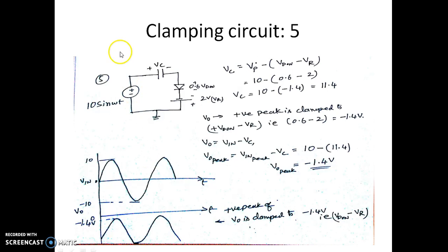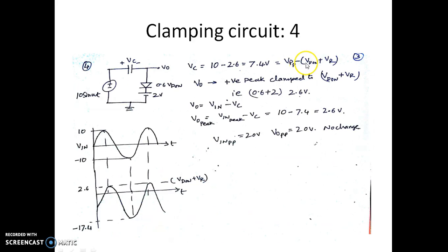Now we shall see the next circuit where the diode direction is similar to the previous case, but we have a battery which is reversed in its direction. Now the capacitor voltage under steady state is Vp minus VD-on minus VR. Why it is minus VR is because the polarity of the reference voltage has been reversed.